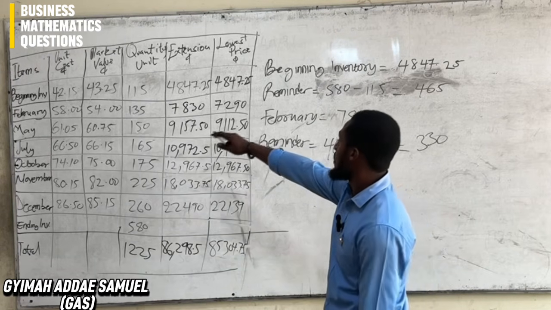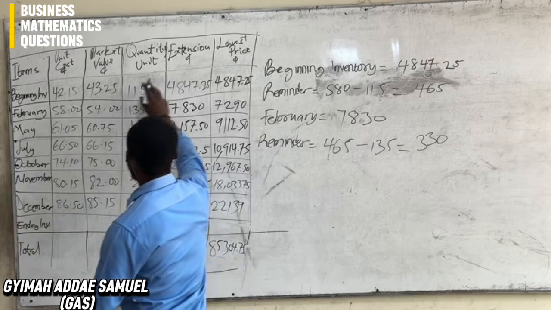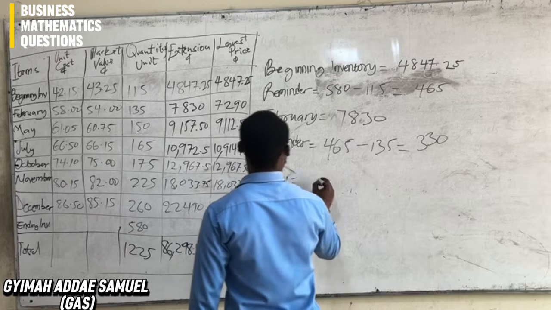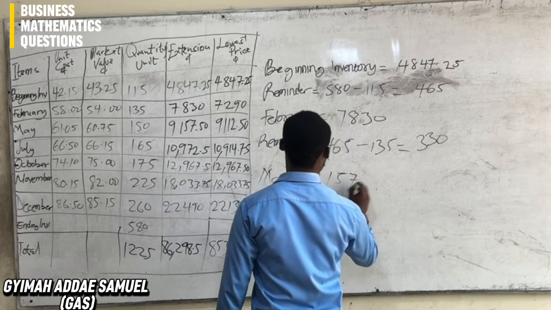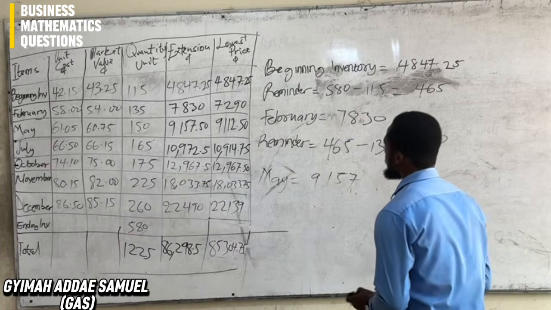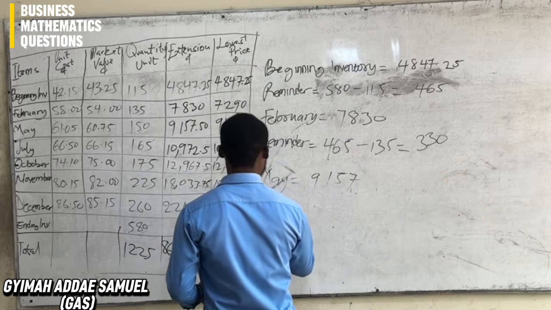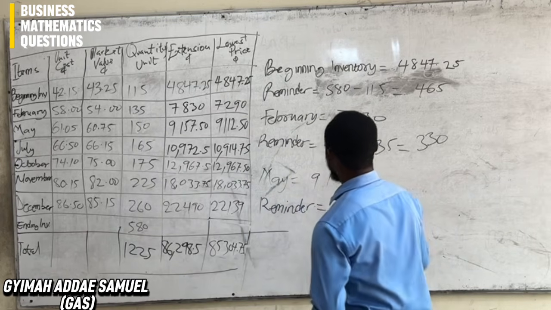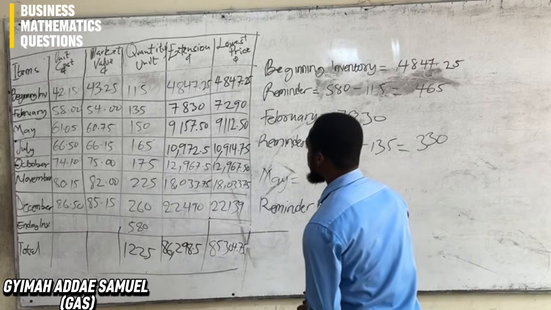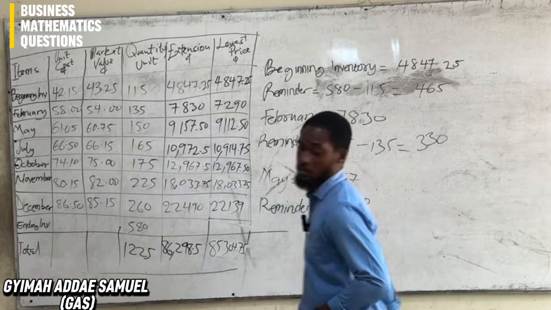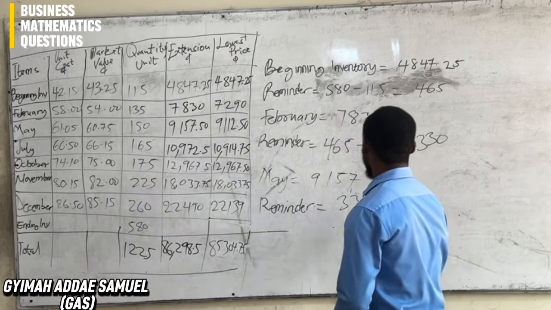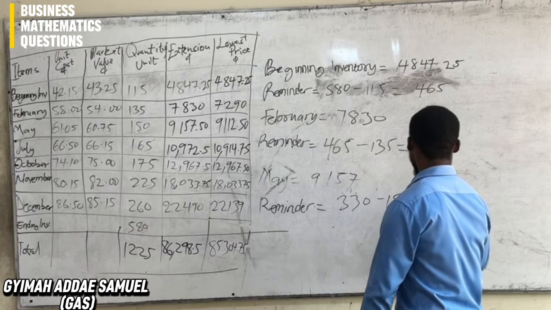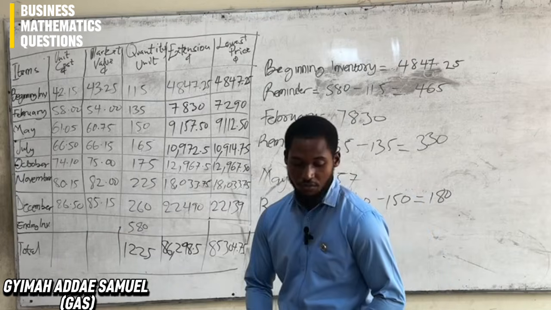With May, the extension we had by multiplying the unit cost by the quantity unit was 9,157. So we proceed to find the remainder for May. We first write the remainder we had for February, which is 330, and we subtract our quantity unit from it, which is 150. So we are getting 180 for May as a remainder. We proceed to July.